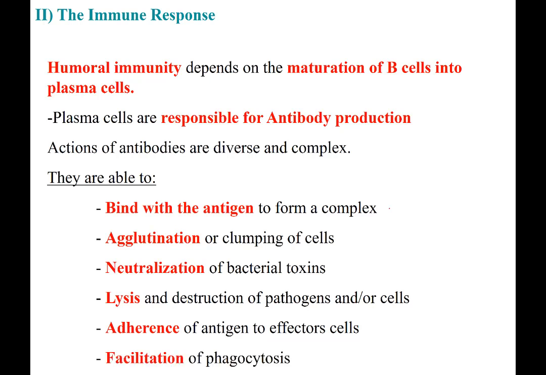Why are those antibodies important? When B cells mature into plasma cells and produce antibodies, those antibodies have a whole array of roles, capacities and functions. One of the first is to bind to the antigen, like I said before. So, binding to the antigen to form a complex.